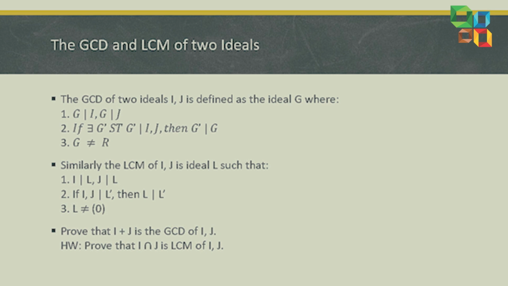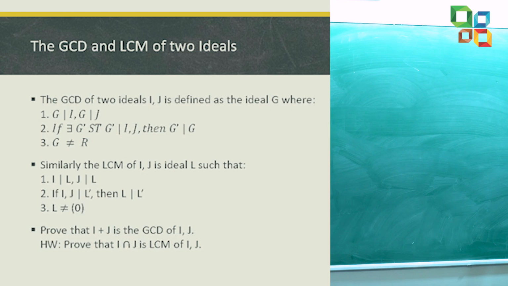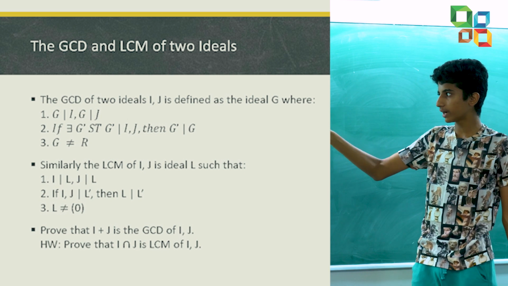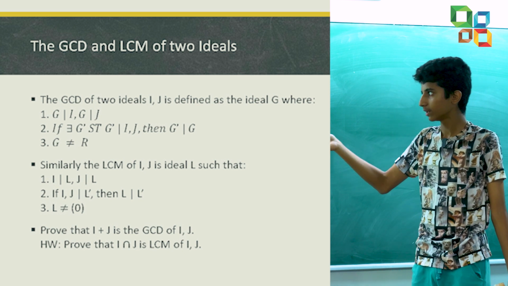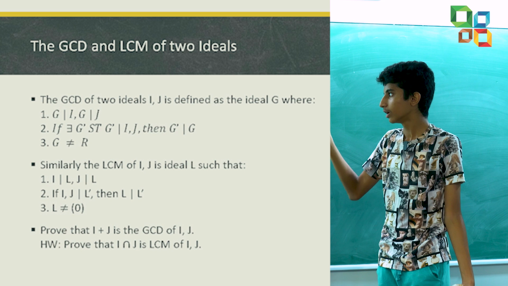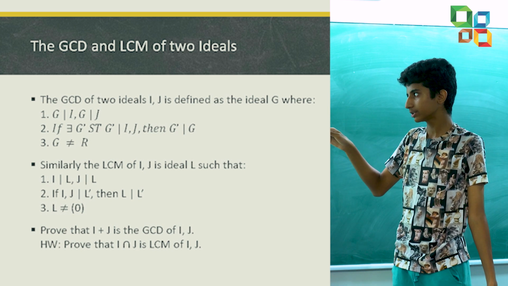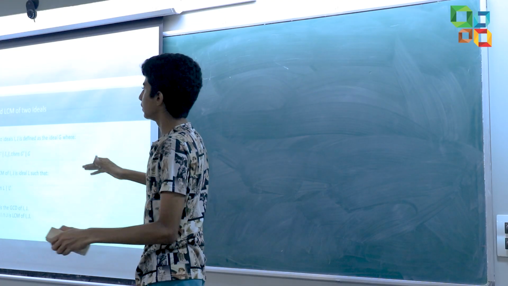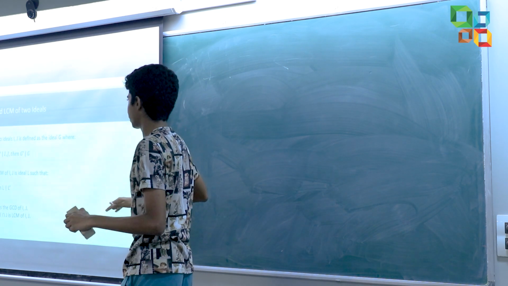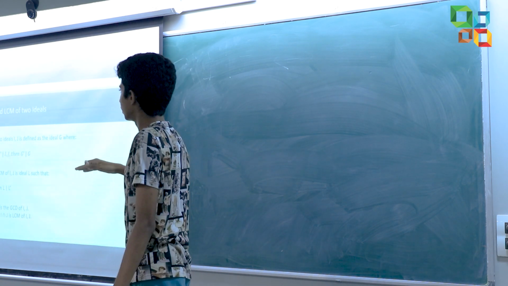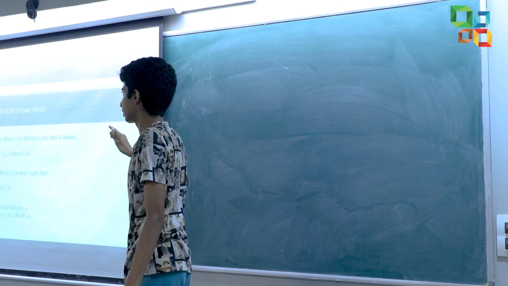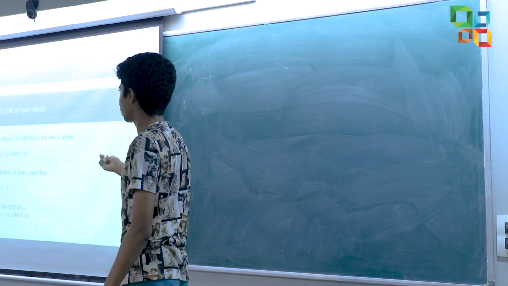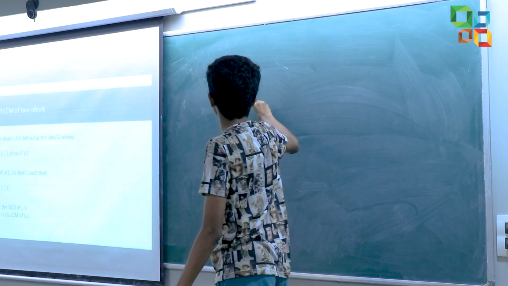The GCD and LCM of two ideals. The GCD of two ideals, I and J, is defined as the ideal G, where G divides I and G divides J. Okay, so it's a common factor, and if there exists a G' such that G' divides I and J, then G' divides G, meaning G is the largest common factor. If there is any other common factor at all, it must divide G. That is, it is smaller, less than or equal to in some sense, and G is not equal to R, because you could always have the whole set.